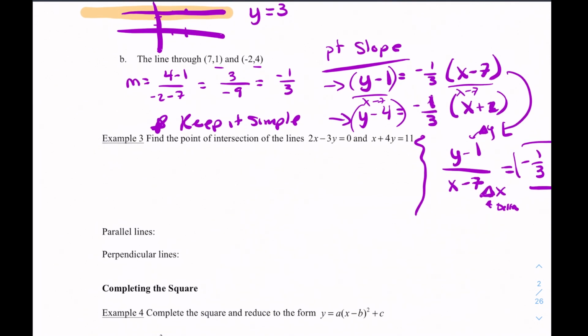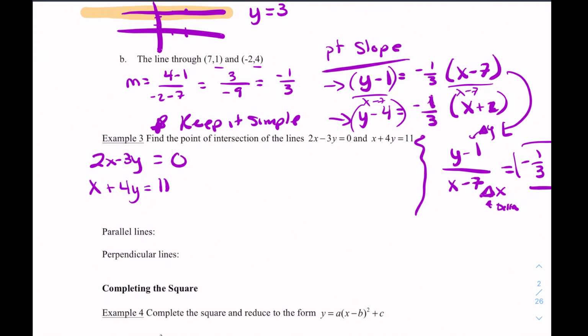Last example on lines. Find the point of intersection of the lines 2x minus 3y equals 0 and x plus 4y equals 11. So in order to find the point of intersection, we are going to use a system of equations. In this case, I'm going to write these two right over each other and do a little elimination. You could also do substitution if that is your jam. So we have 2x minus 3y equals 0 and x plus 4y equals 11.